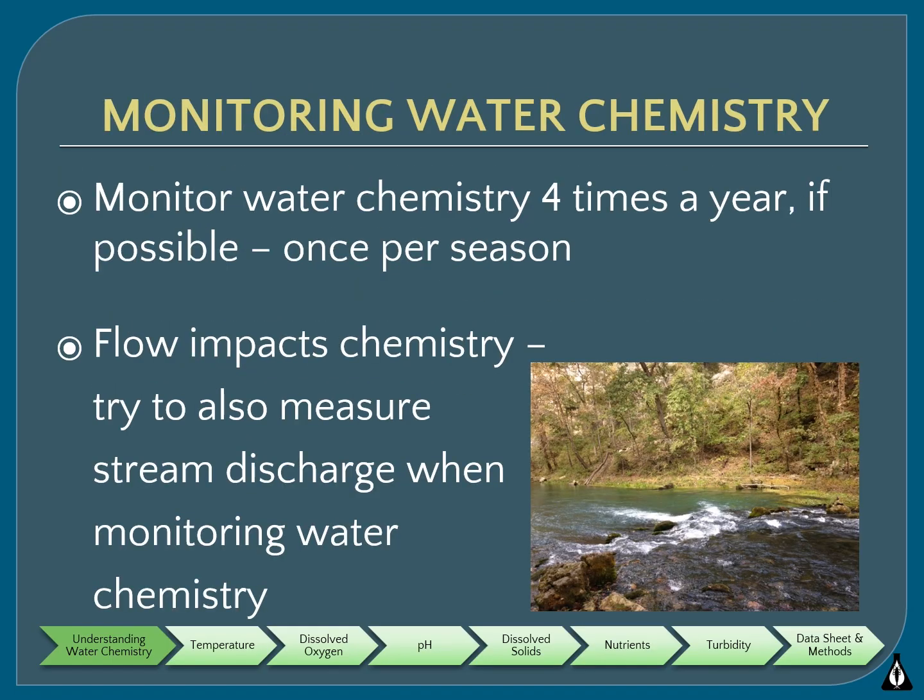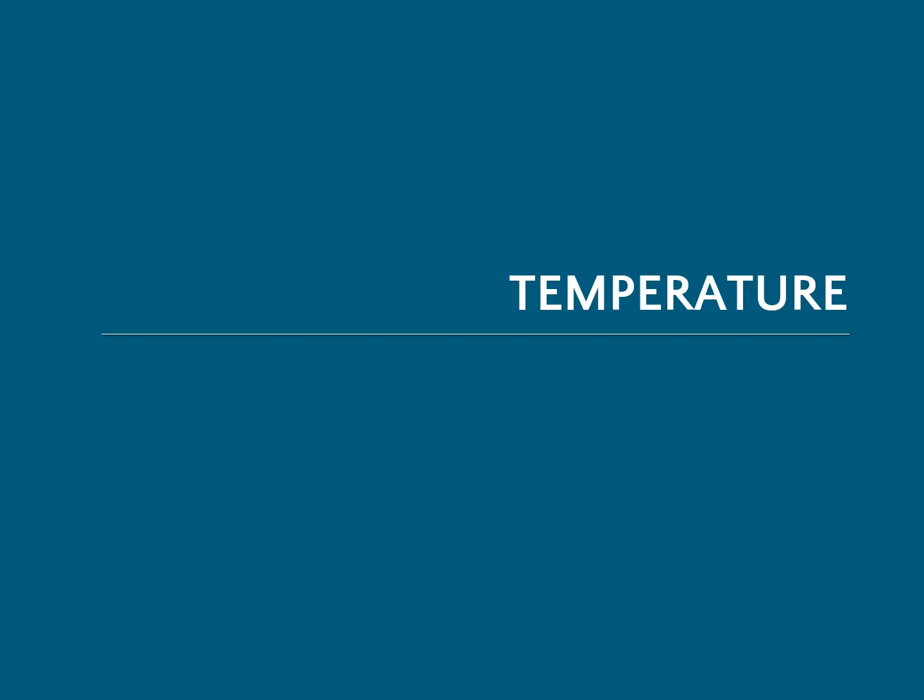In order to get a baseline of understanding and data for areas that you want to monitor, we recommend that you take water chemistry 4 times a year, once per every season. And because flow and water chemistry are very interconnected, we also recommend that you try and get flow data along with your water chemistry data. Alright, so let's jump into our first water chemistry parameter, which is temperature.